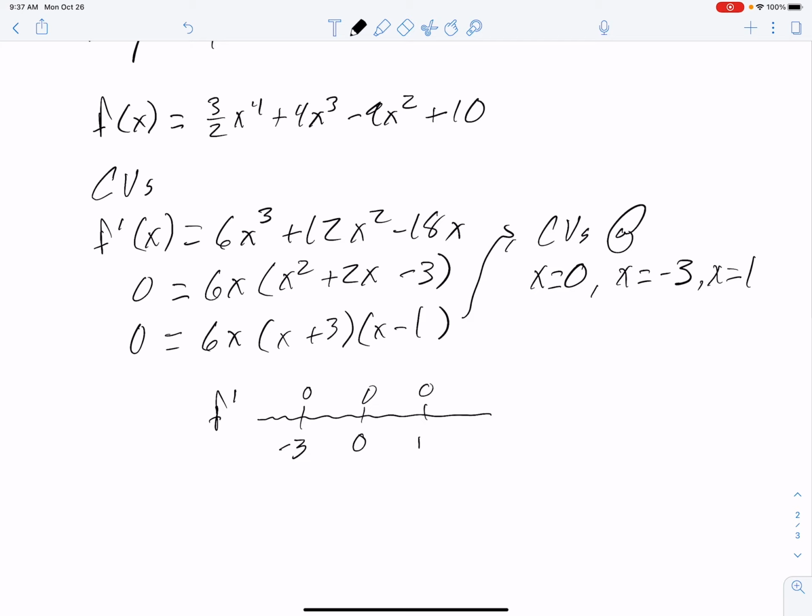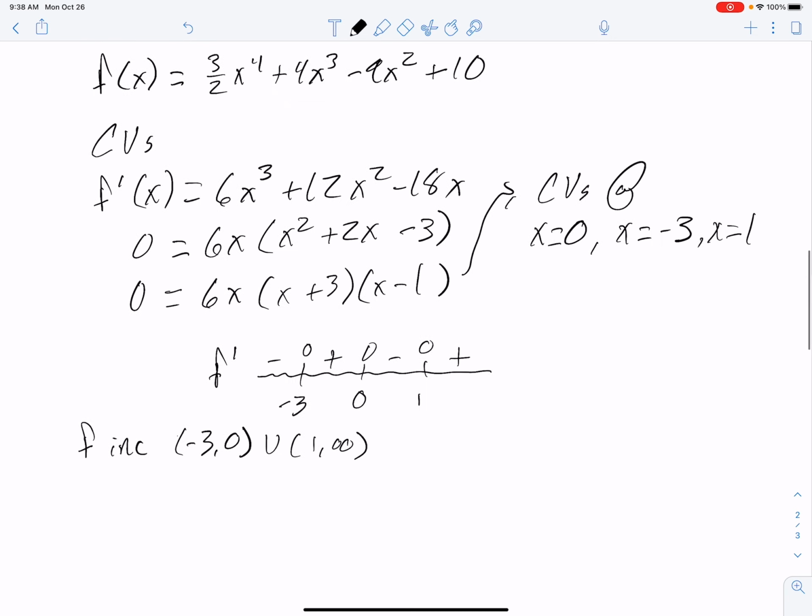I can test values in my derivative. Again, when we make a sign pattern of the derivative, we focus on the derivative, and I would end up with these signs. So I now would know where my derivative is positive, f increases from negative 3 to 0, again because the derivative is positive, and then increases again from 1 to infinity. f decreases from negative infinity to negative 3 in union with 0 to 1. And again, I know it's decreasing because my derivative is negative.